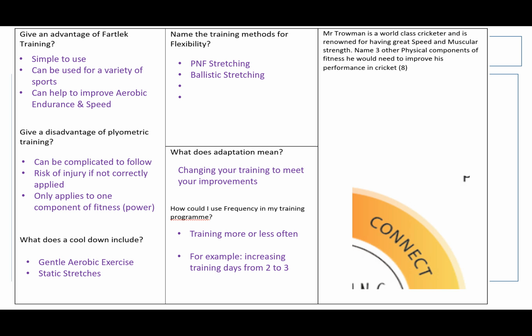Last question. Mr. Charman is a world-class cricketer and is renowned for having great speed and muscular strength. Name 3 other physical components of fitness. So remember, that's beta FM. He would need to improve his performance.